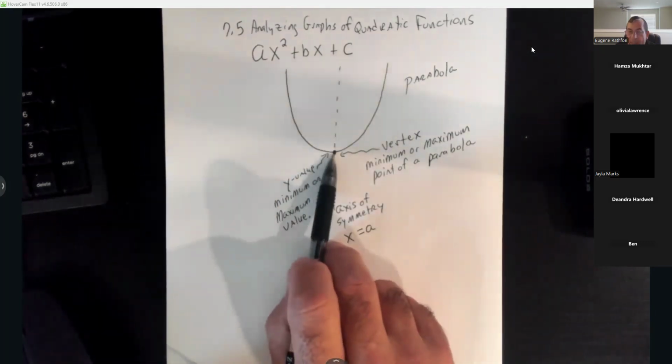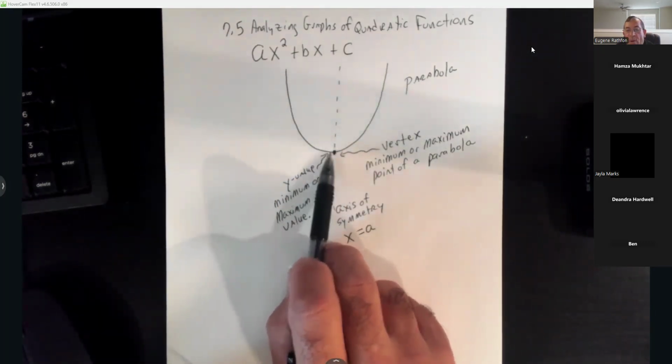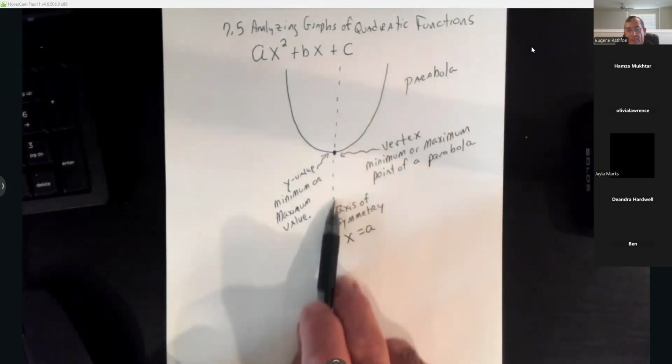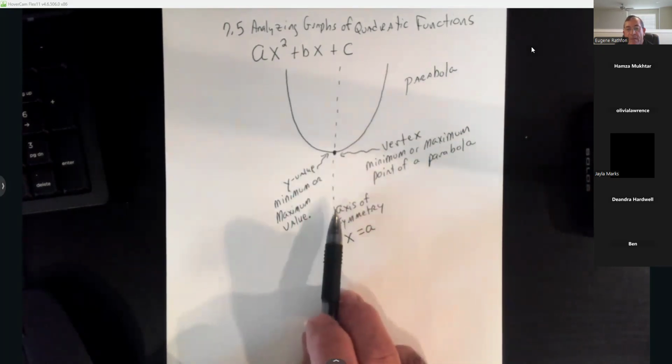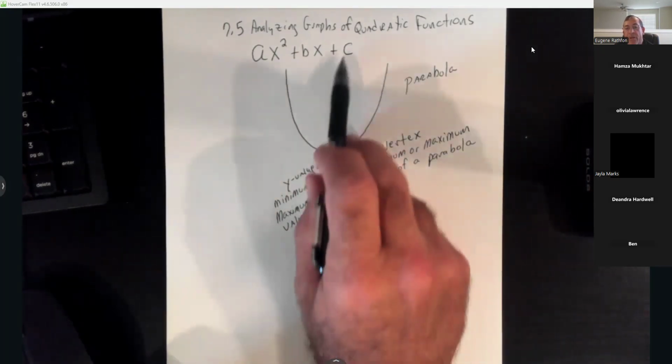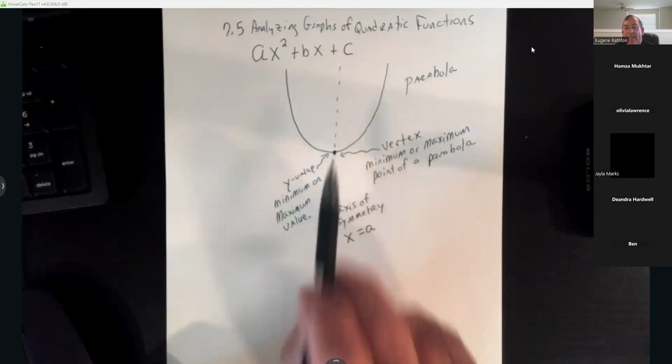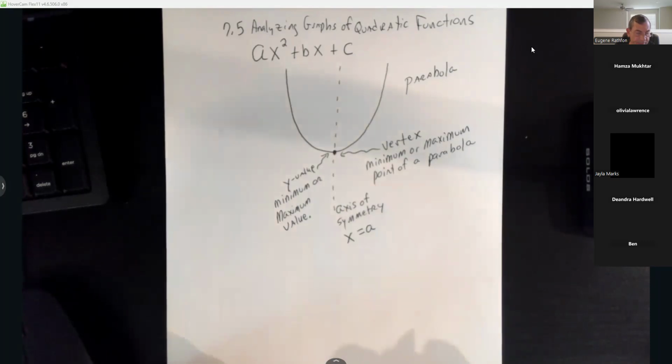Okay, so you got your vertex. It'll have an x and a y coordinate. The x coordinate is the equation you can get to form the axis of symmetry, which cuts the parabola in half. The y value of that vertex gives you the minimum or maximum value of the parabola.